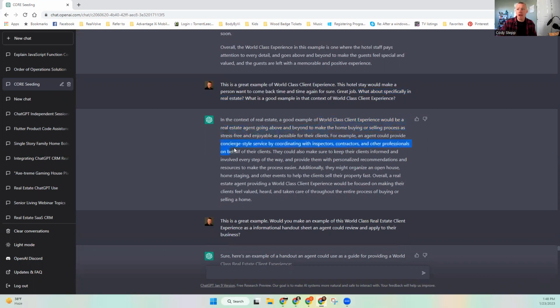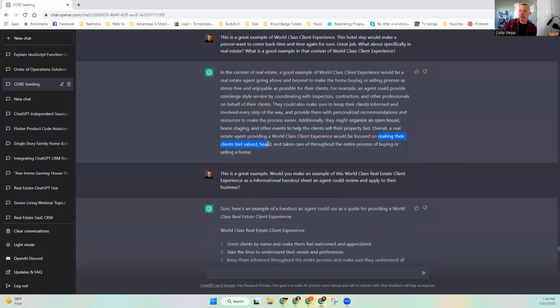So they could provide concierge style service, coordinating with the inspector, contractors, professionals on behalf of the client. Make sure the client is informed. They may organize an open house, staging event. Overall, real estate agents who provide a world-class experience would be focused on making their clients feel valued, heard, and taken care of. Now, this is pretty generic, right?